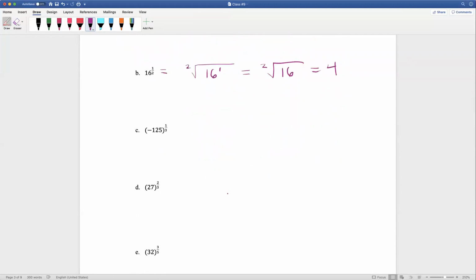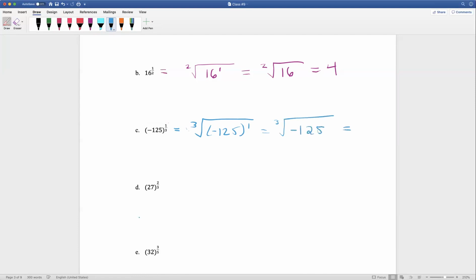Okay, next example, let's change our pen color. Let's take a look at negative 125 to the 1/3 power. So this is equivalent to saying the cube root of negative 125 to the first power. Remember, it's always going to be exponent divided by index. Exponent, index. Anything to the first power is that thing itself, so this becomes negative 125.